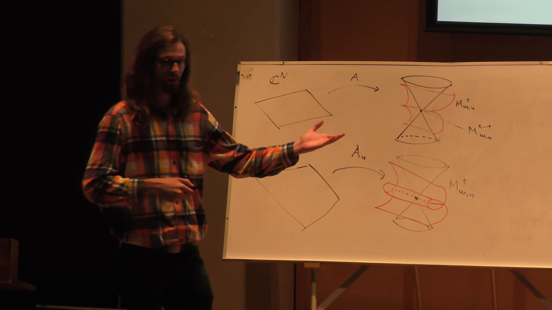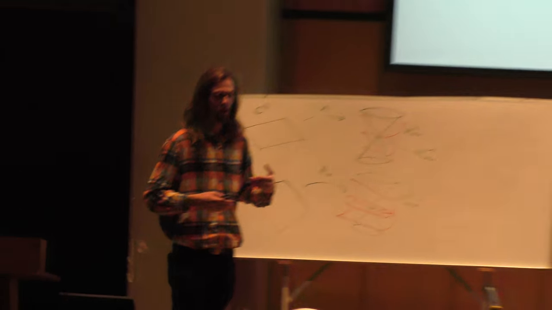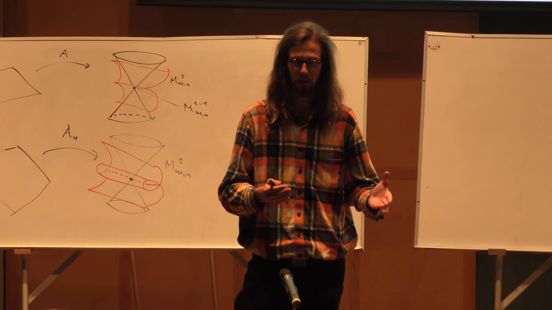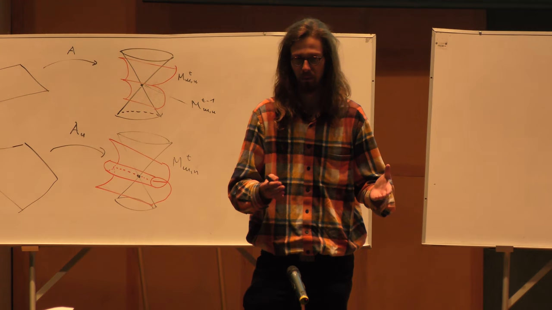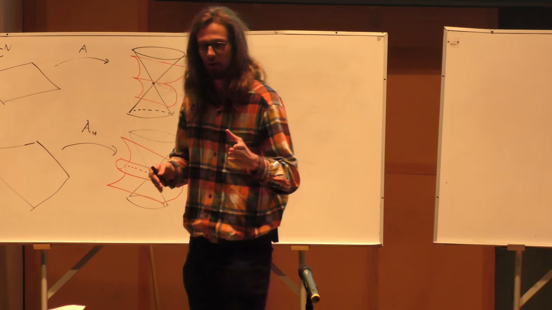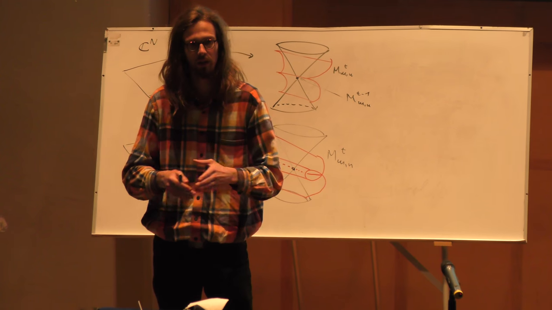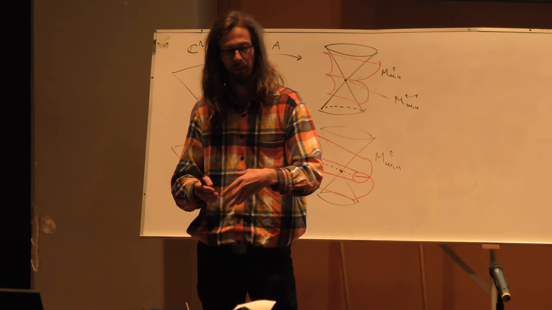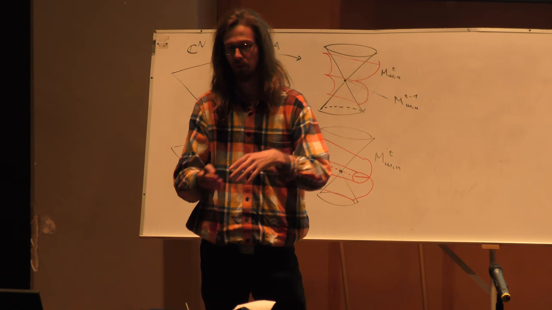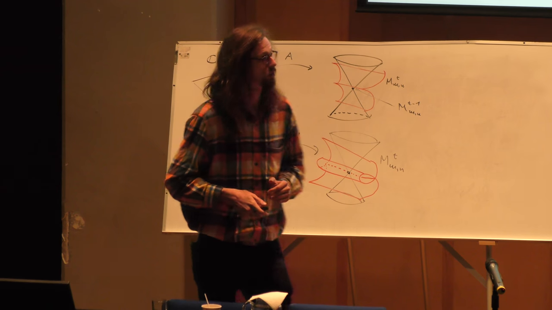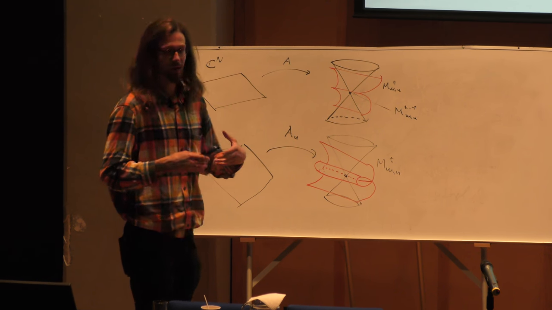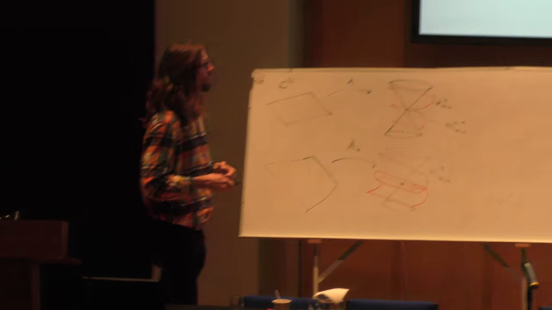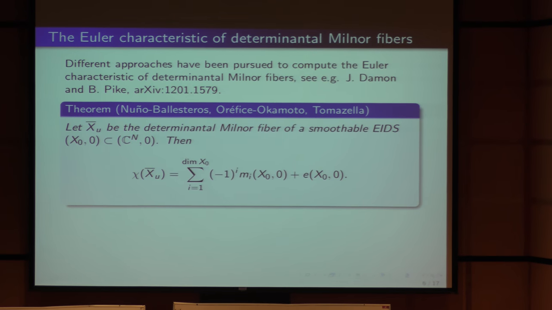So this can serve as a substitute for the very famous formula due to Milnor. Milnor computes the Euler characteristic of a Milnor fiber of a hypersurface just as the length of the Milnor algebra. So you have an algebraic invariant which describes the topological invariant. An algebraic invariant is much easier to compute, and this is also a way you can access this topological property of determinantal singularities from an algebraic formula.